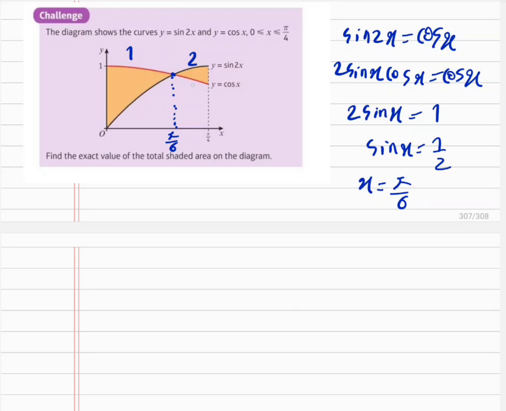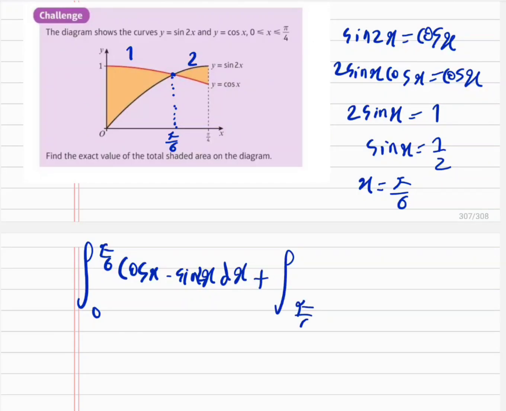And then for the right part, we do the opposite. So we find the area under y is equal to sine 2x, which is for the total part, and then we subtract y is equal to cos x, because that gives us the unshaded part. So therefore we'll have the first integral from 0 to pi by 6 of cos x minus sine 2x dx, plus, now we integrate from pi by 6 to pi by 4, sine 2x minus cos x dx.